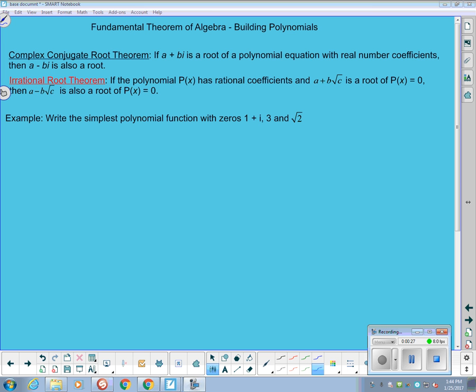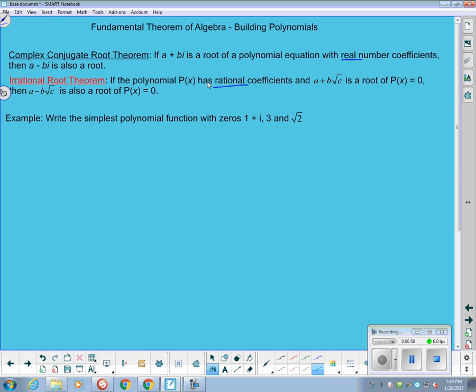The other one, the irrational root theorem, says that if we are going to have rational coefficients, and notice in the first one it was restricting to having real number coefficients, we get a little more restrictive here with rational coefficients, and if we have a root that looks like a plus or minus b times the square root of c, something in a form that we would see from a quadratic formula, then we also have to have its conjugate in there as well.